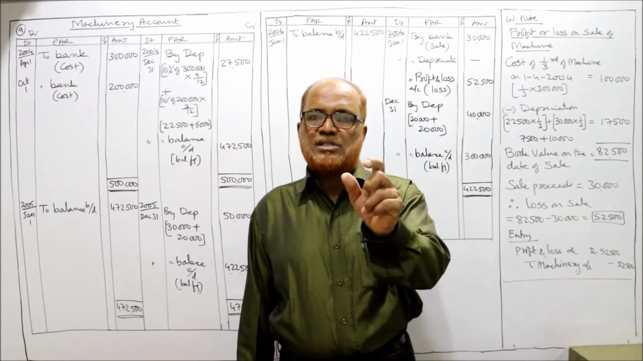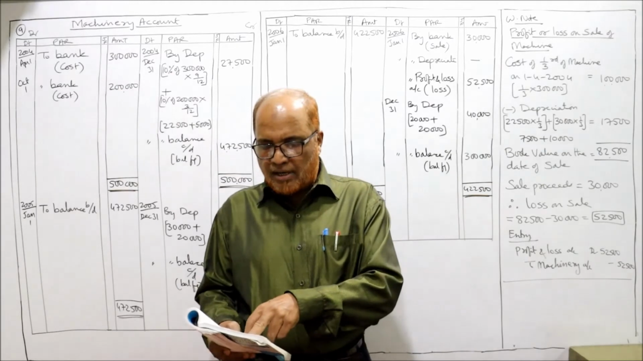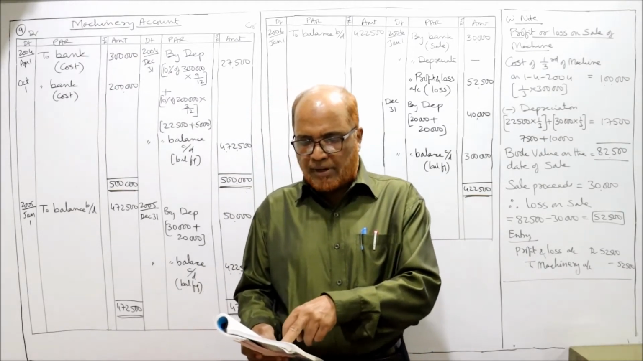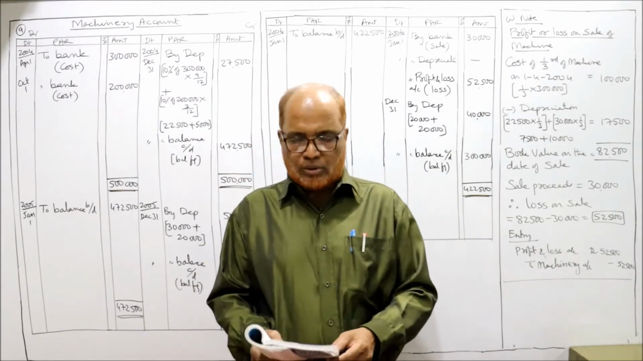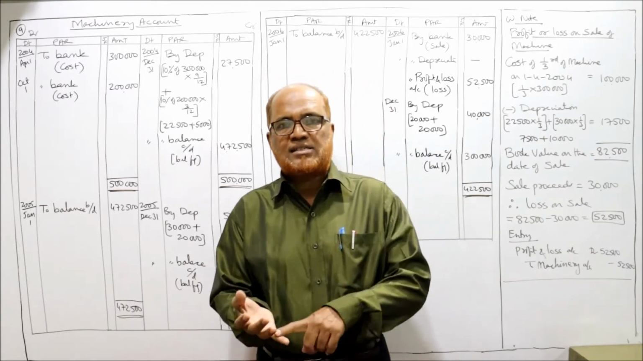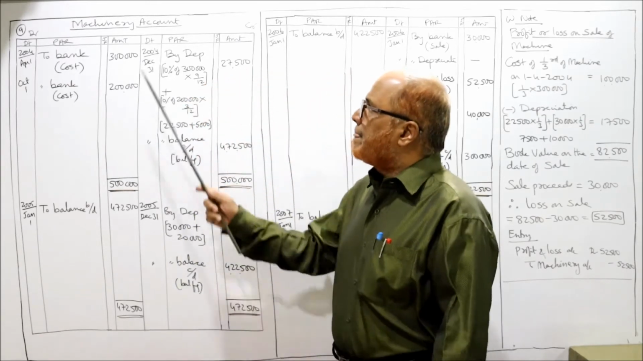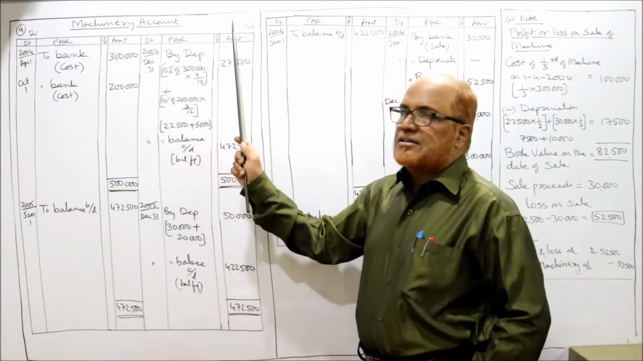That is 10% on original cost. Then prepare machinery account as would appear in the ledger of the company for the year 2004 to 2006. So we have to make the ledger account for 2004, 5 and 6. 3 years accounts we have to make. Now see carefully here. Machinery account, debit, credit.